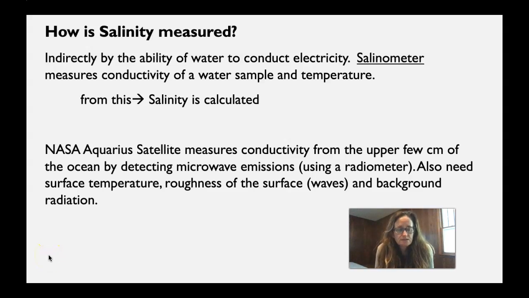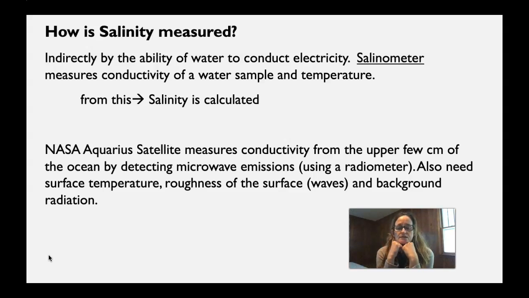There are two main ways to measure salinity. The first is with a salinometer. It's a probe that has two barbs on the end, two electrodes, and electricity is sent through the probe. And the ability for the seawater to conduct electricity across those probes is one measure. The more dissolved ions in seawater, the better it will conduct electricity between the two barbs, and the higher the salinity.